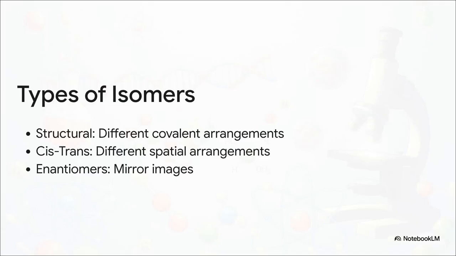And what's absolutely fascinating here is that you can build completely different structures using the exact same blocks. We call these isomers. They have the exact same molecular formula, but totally different layouts. We have structural isomers with different covalent arrangements, we have cis-trans isomers varying around rigid double bonds, and we have enantiomers, which are literal mirror images of each other.